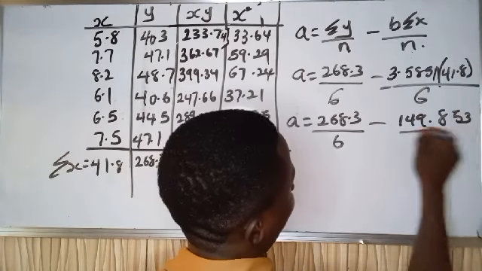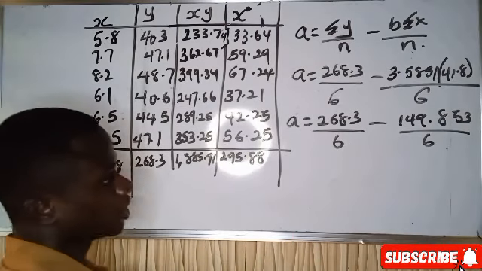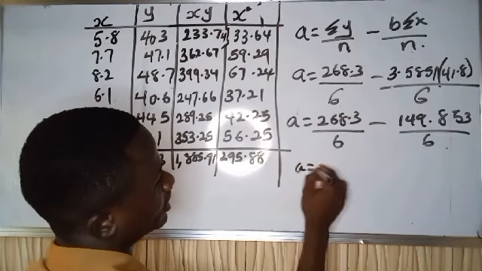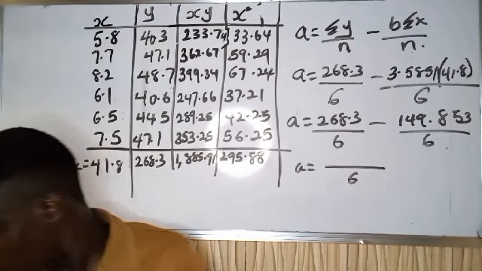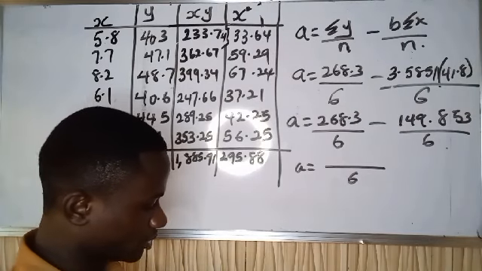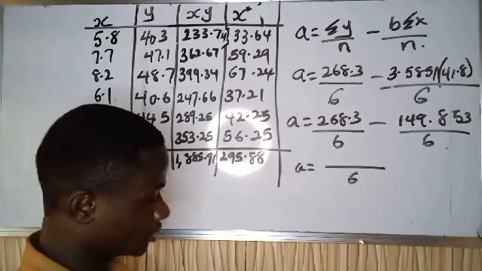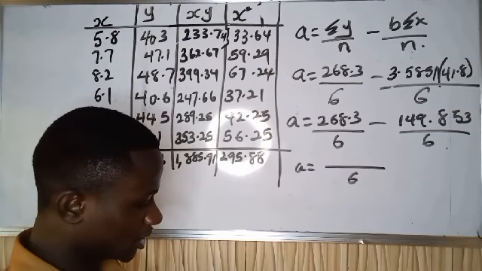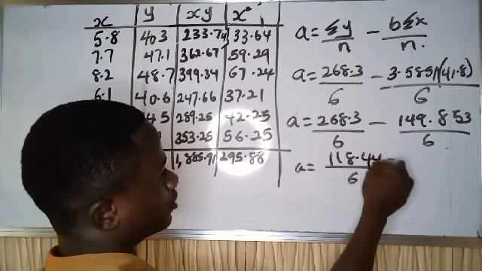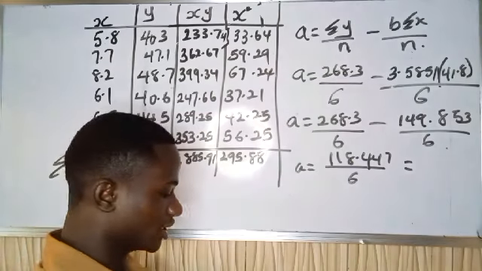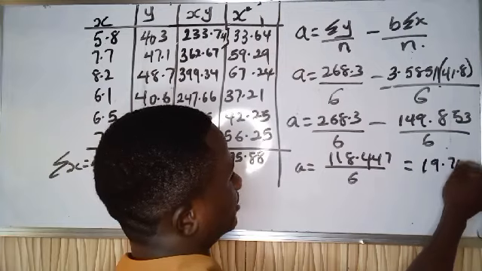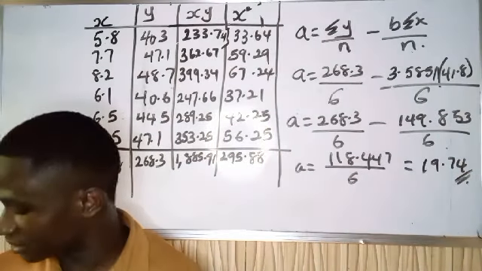149.853 divided by 6. If I do the calculation, I can just find the LCM. My A is equal to the LCM of 6, so 268.3 minus 149.853, and that gives me 118.447. If you divide it by 6, you're going to have 19.74. So this is my fixed cost.